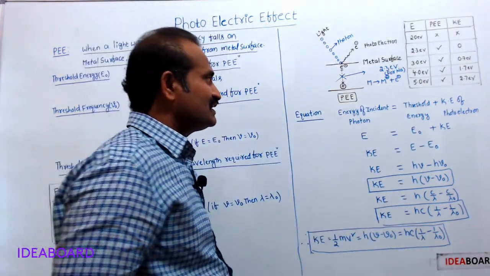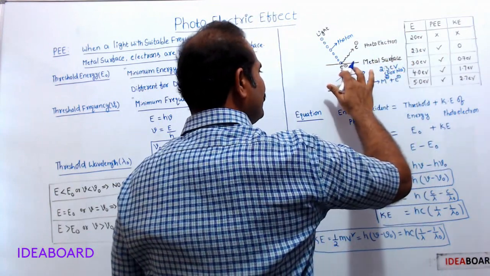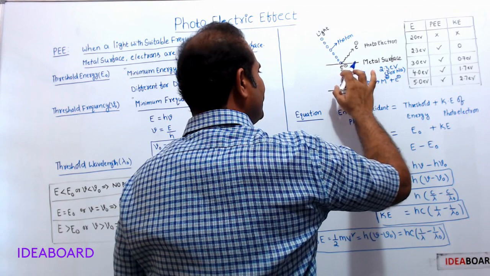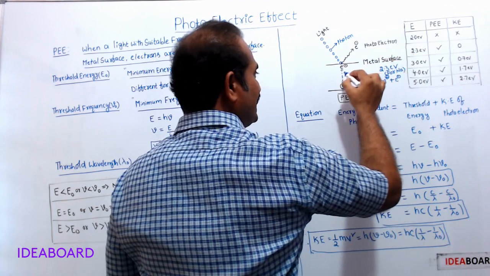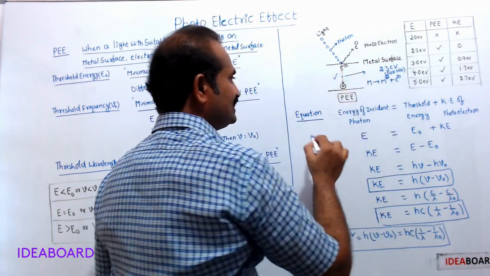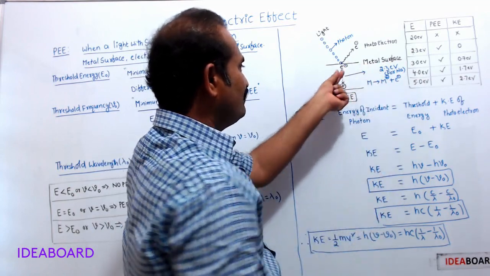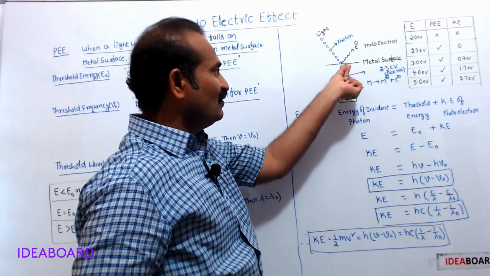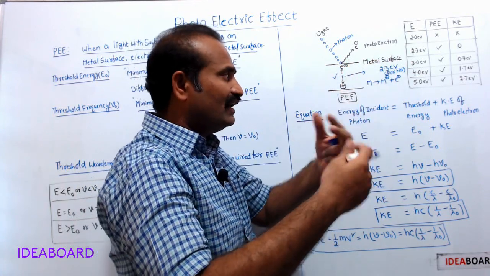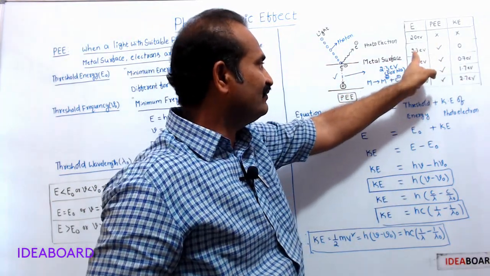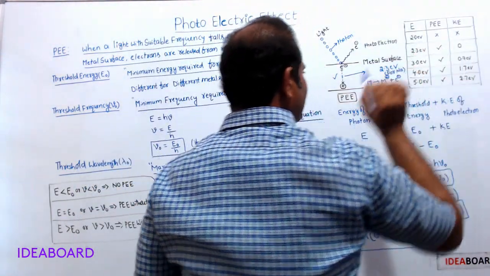Suppose the incident photon energy is 2.3 electron volts. Then that 2.3 electron volts is exactly enough to break these attractions. Therefore these attractions break down, and this electron is free from the attraction. Now this free electron comes out and the photoelectric effect takes place. Therefore if incident photon energy is 2.3 electron volts, the photoelectric effect takes place.